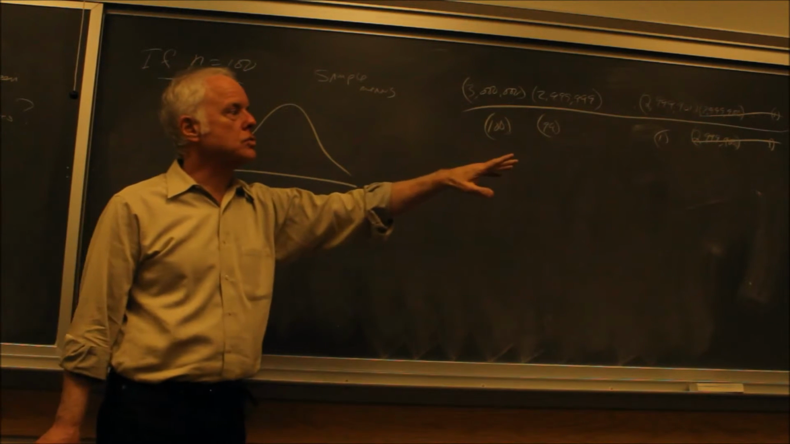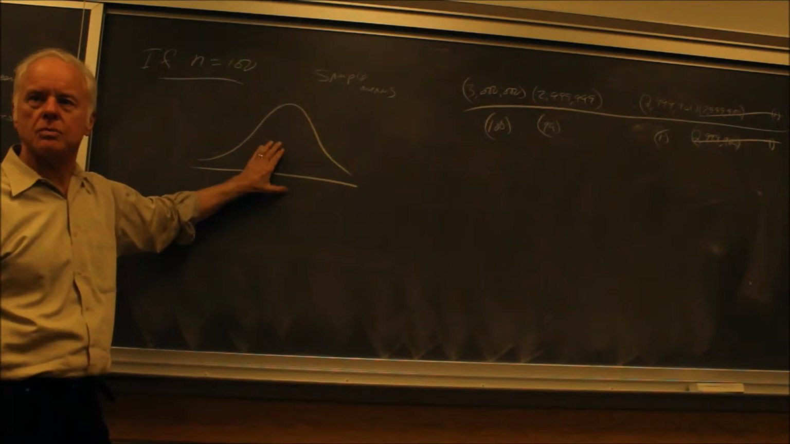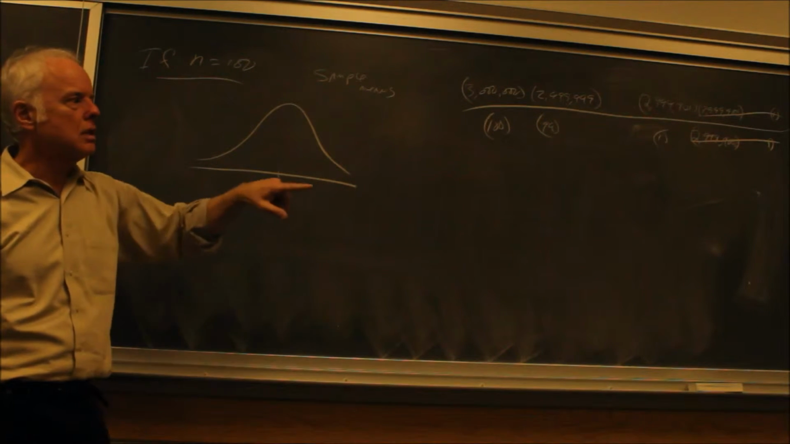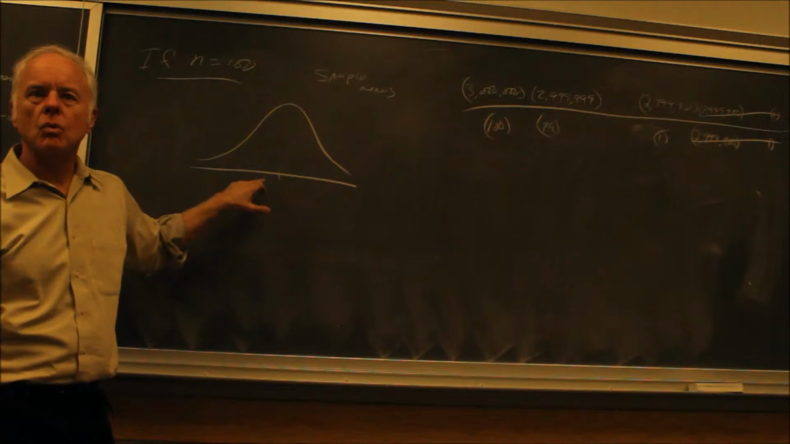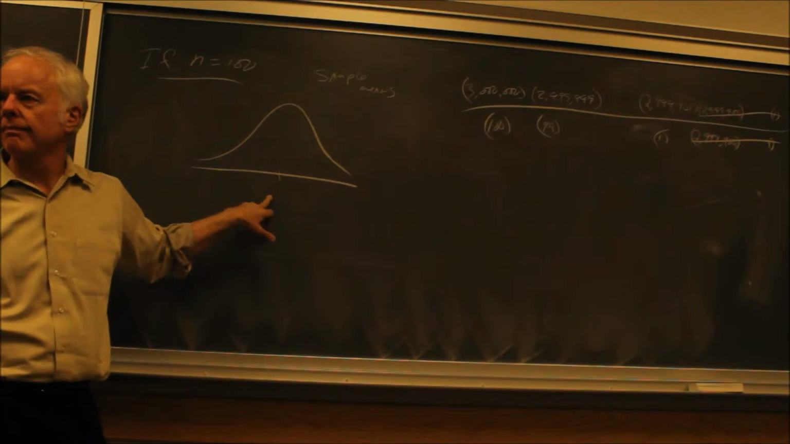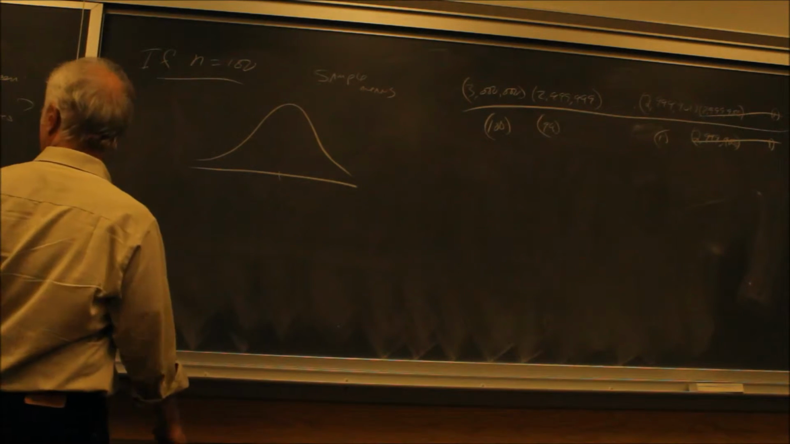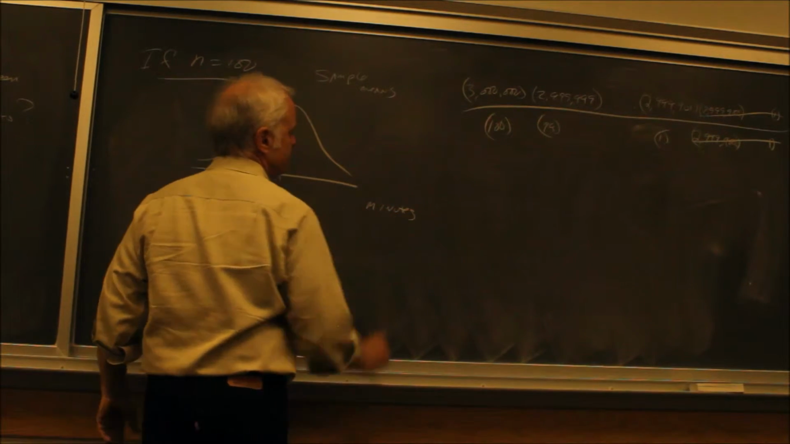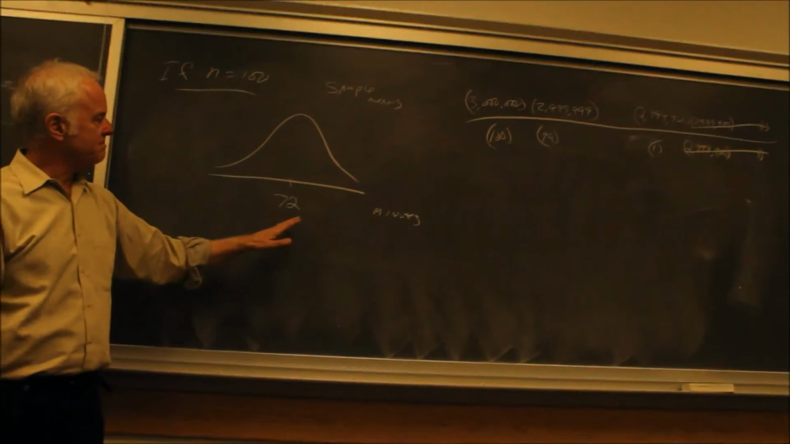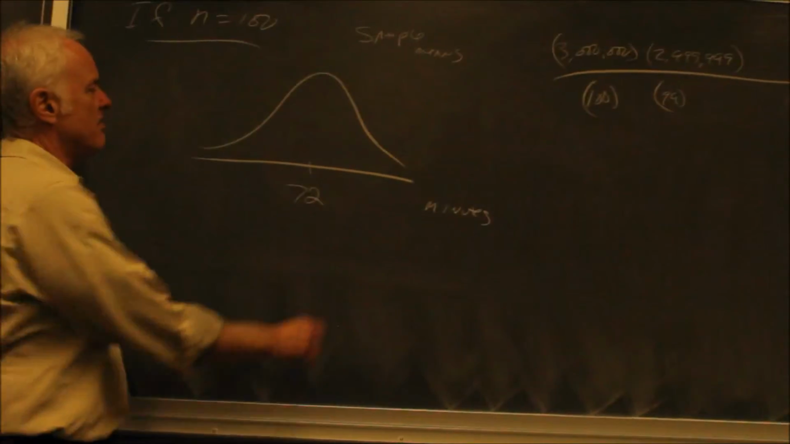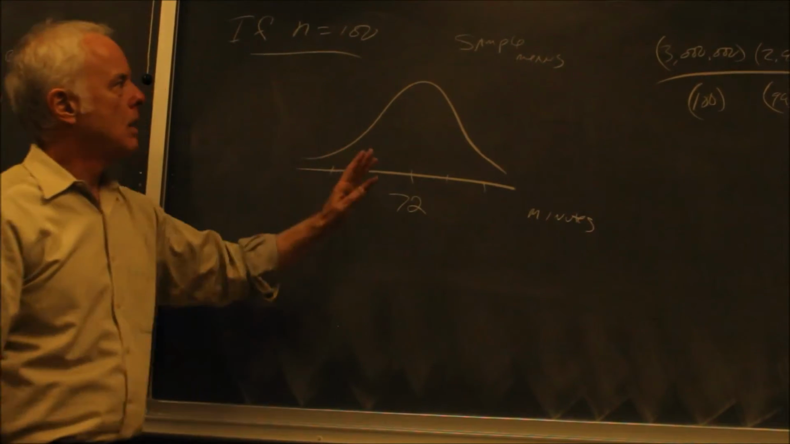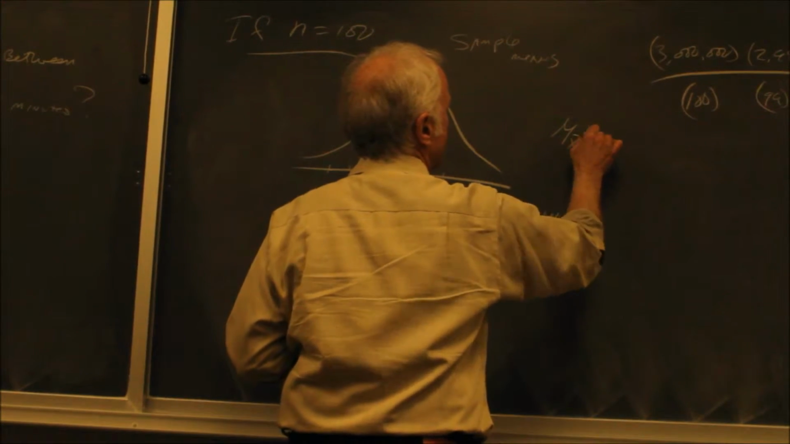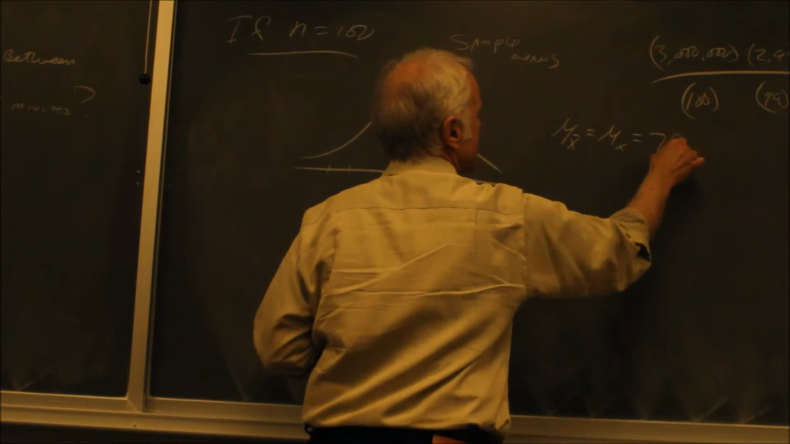And so what does the central limit theorem say about this distribution of sample means? It says that the mean of these sample means is mu sub x. So what's the mean of these sample means? 72 minutes. This is minutes over here. That's what the central limit theorem says. So mu sub x bar is equal to mu sub x, which is equal to 72 minutes.